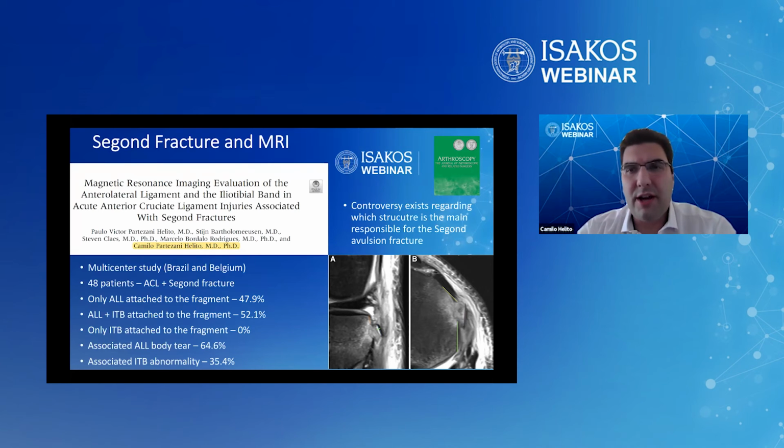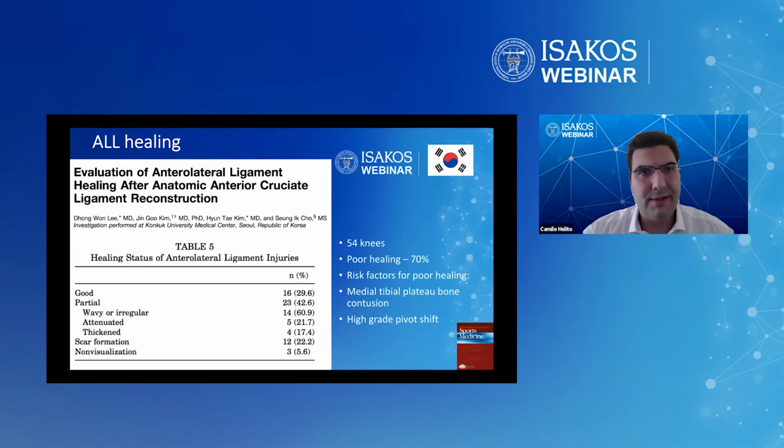A small word about Segond fractures. There's a lot of controversy regarding which structure is responsible for this fracture. We did a multi-center study with Steven Claes and our Belgian colleagues, showing that the ALL was attached with the ITB in the Segond fragment in around 52%, and the ALL was attached in isolation in 48%. But another important finding of this study was that even with the Segond fracture, there were a lot of associated lesions to the anterolateral structures, not only the ALL, but also the ITB. So we need to consider that when planning our patient treatment.